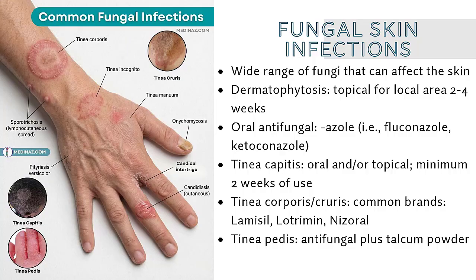Tinea capitis is a common fungal infection of the scalp, manifested by gray scaly patches and accompanied by mild hair loss in many cases. Tinea corporis is a fungal infection on the body, commonly referred to as ringworm. The name is gleaned from its characteristic ring-like appearance. Tinea cruris is a fungal infection in the groin area, commonly referred to as jock itch, and tinea pedis is the most common fungal infection that affects the feet, commonly referred to as athlete's foot.